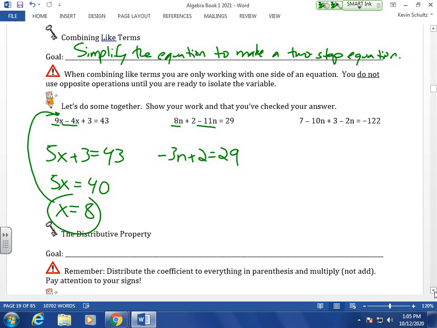So subtract 2 from both sides. Negative 3n equals 27. Divided by negative 3, n equals 9.